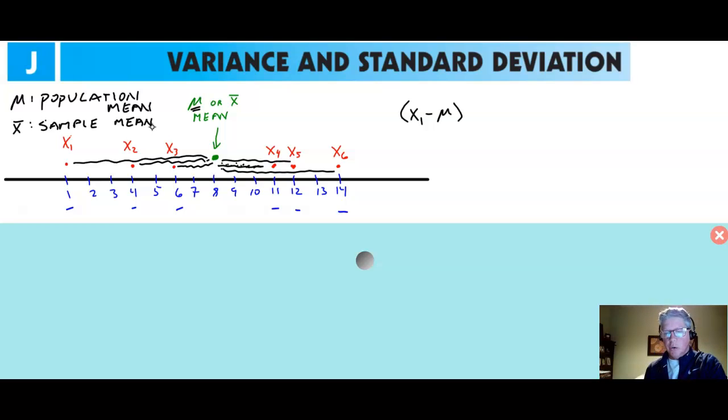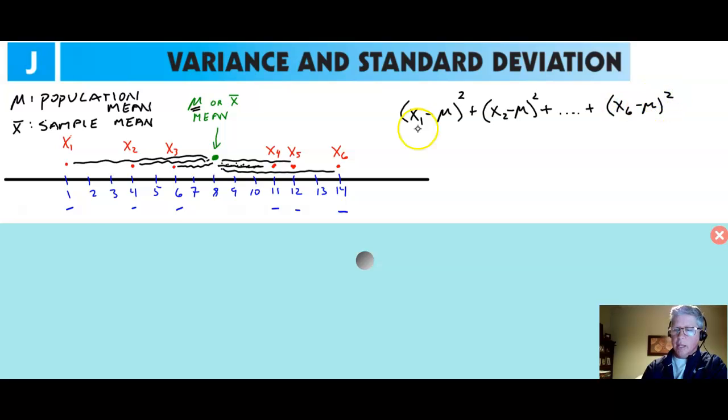All right, so what we're going to do here is take that data point minus the mean, find the difference, and square it, and then add it to the next difference, square that, and keep doing that until we get to the sixth one and square that. And then let's divide by how many data points we have. This is 6. And this is actually going to be called the variance.